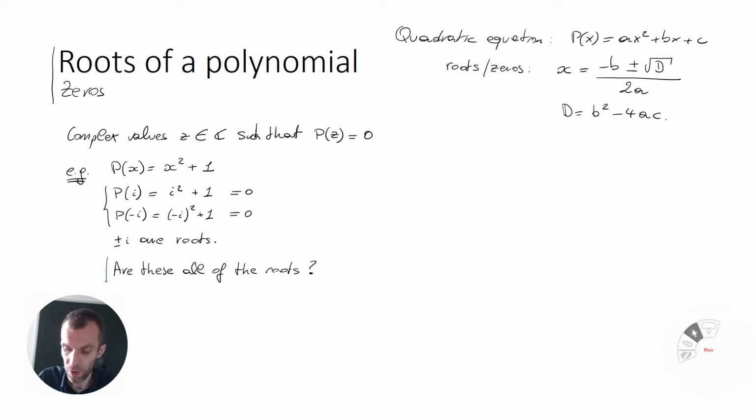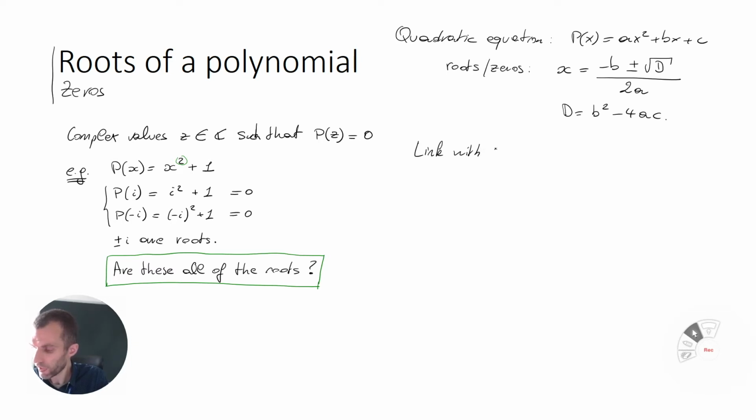And this is a very important question that kept people busy over many centuries, and we'll state the theorems that we know about this. And in this case, the answer is that it's a quadratic polynomial. You have 2 roots, so yes, it's all of the roots.